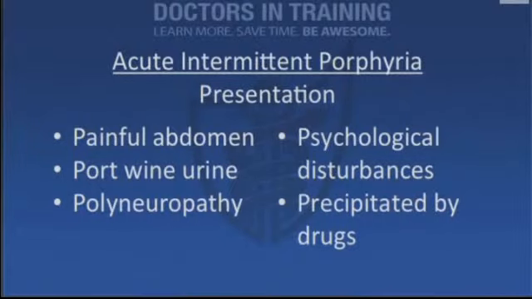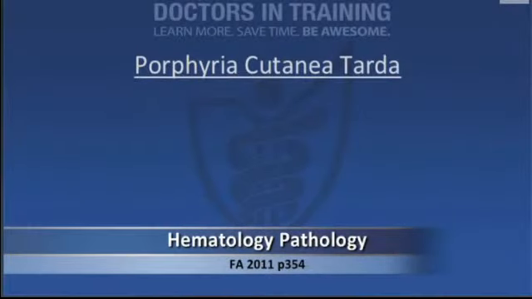And the reason why it's painful is because of neurologic dysfunction. All right? This is a neurologic dysfunction that causes this painful abdomen. Port wine urine, so very dark port wine urine. Polyneuropathy, again, this is a neurologic dysfunction that's taking place. Psychologic disturbances, again, neurologic dysfunction causing psychologic problems. Precipitated by drugs is the last one. Treat it with glucose and heme, which inhibit the ALA synthase. All right, so definitely be able to recognize that. So I use the acute in acute intermittent porphyria to think of acute abdomen and acute psychosis, and that helps me remember what this disease is.